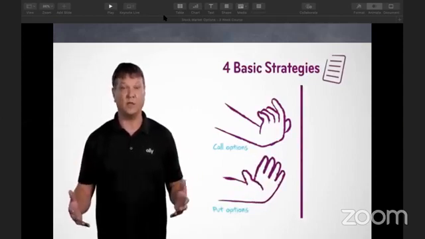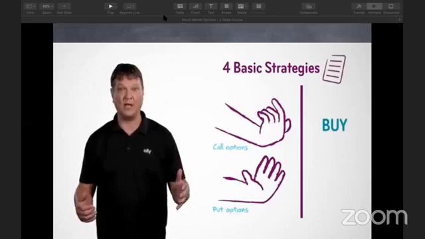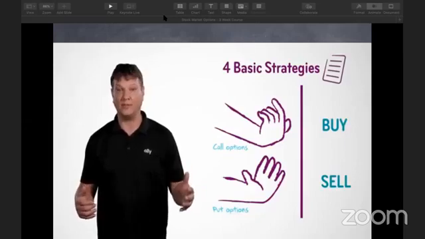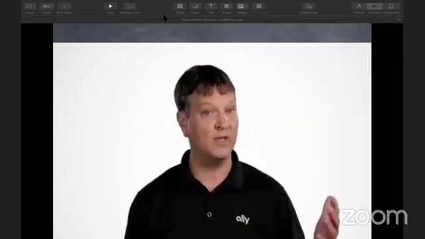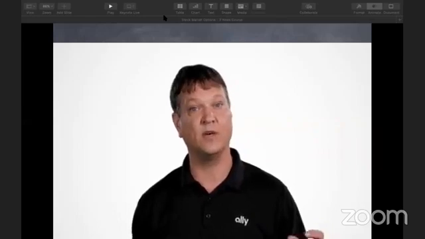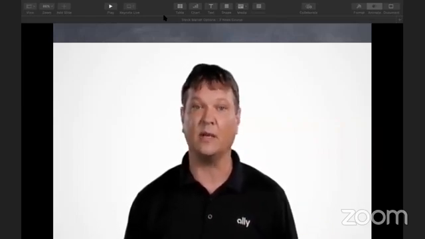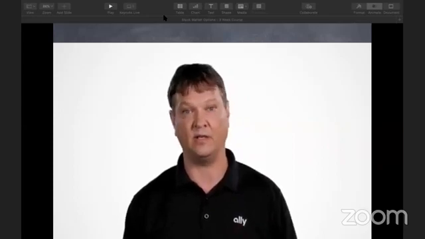And there are 2 different things that we can do with options. We can buy the option contract and we can sell the option contract. In the options trading world, it's just as easy to sell options as it is to buy them. Now, once I buy an option contract, I'm considered long that contract in my account. And once I sell an option contract, I'm considered short that contract in my account.